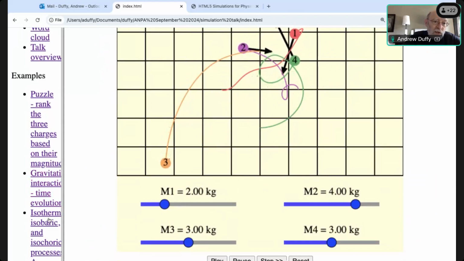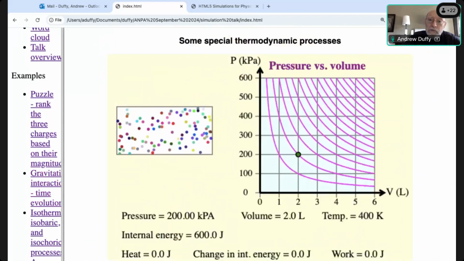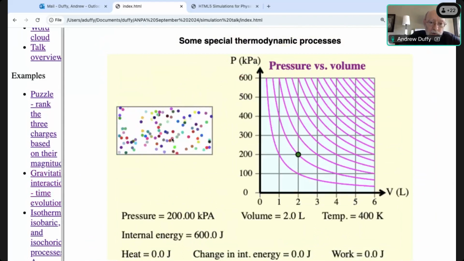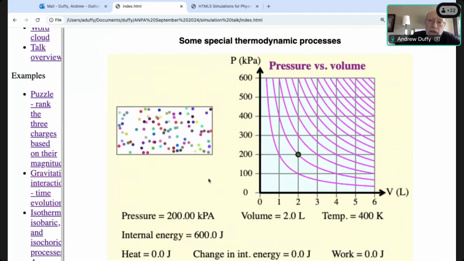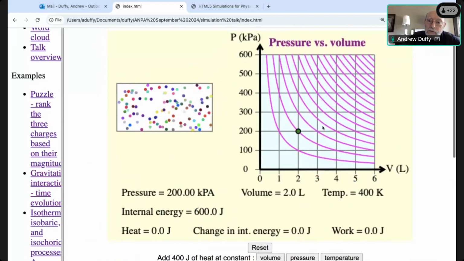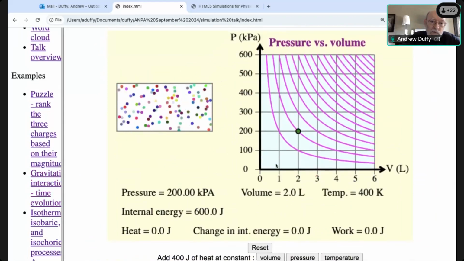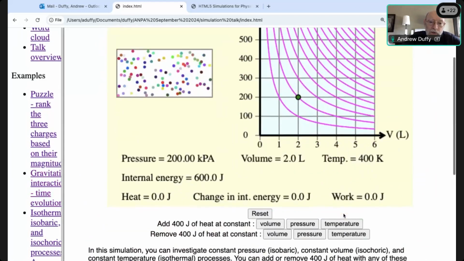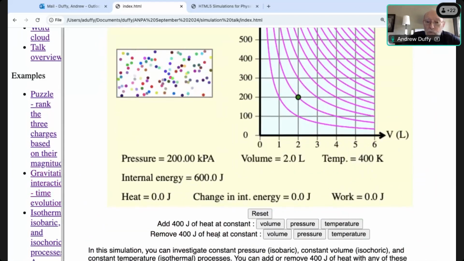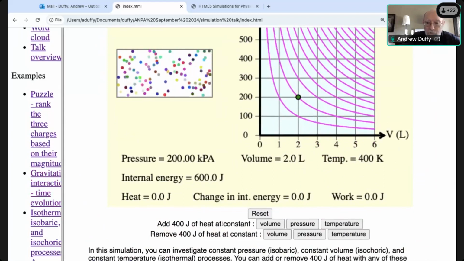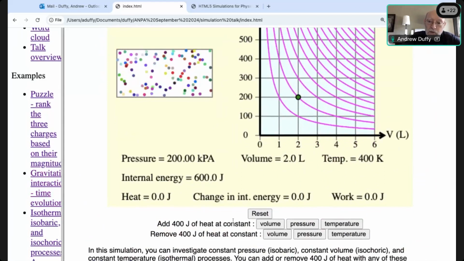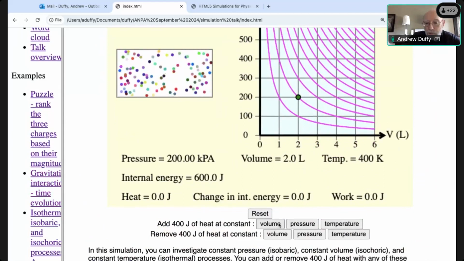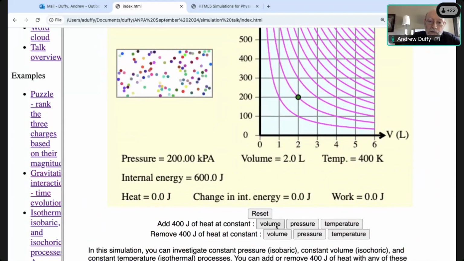All right, what else we got? Thermo. So we get some thermodynamics going on. We get some ideal gas particles in a box, and there's a particular state that we start off with, a known pressure and volume and temperature. Now we can add or remove 400 joules of heat in various ways. We can do it at constant volume, constant pressure, constant temperature. Okay, so we can just try this and see what happens.